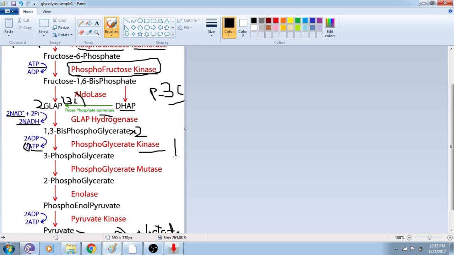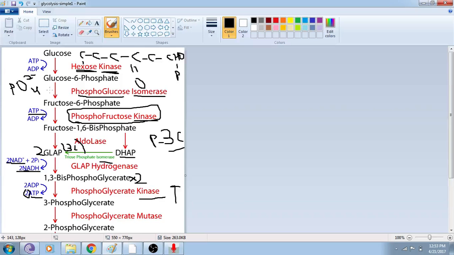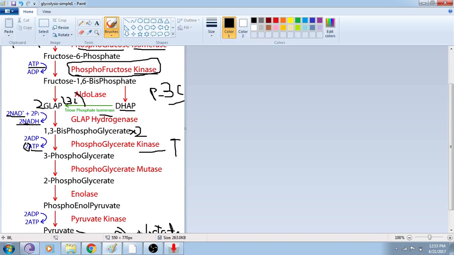Because this is a reversible reaction, so it can go in either way. If you go in this direction, then it will be called kinase, and if you come in this direction, then also it will be called kinase. So far we have generated 2 ATP, we have used 2 ATP, and we have generated 2 NADH. So the net gain so far is 0 ATP.